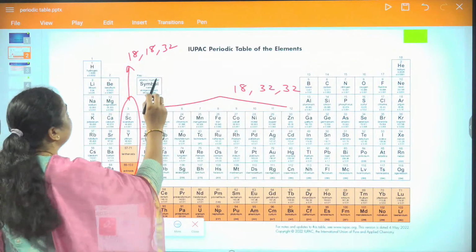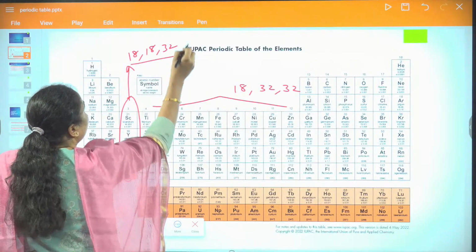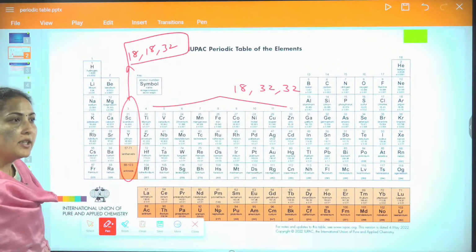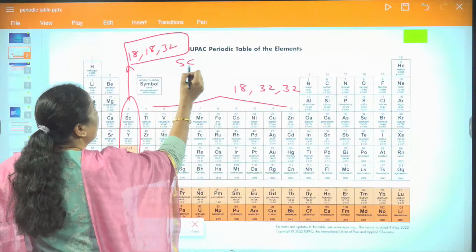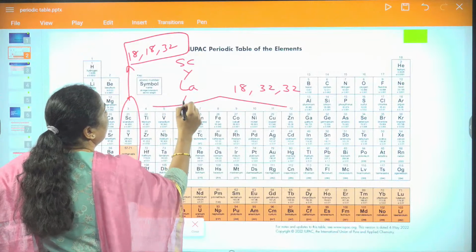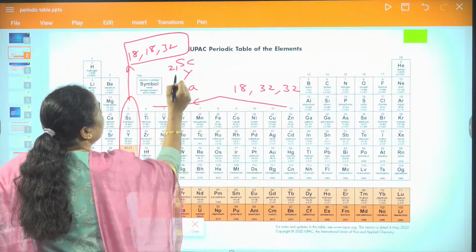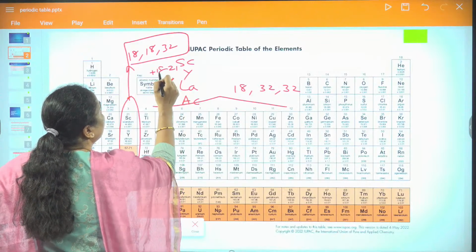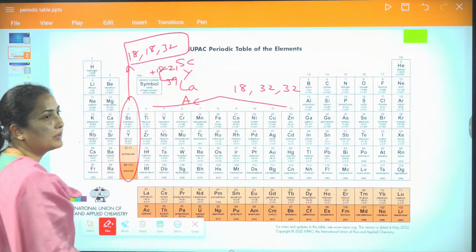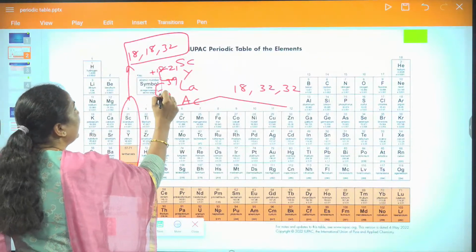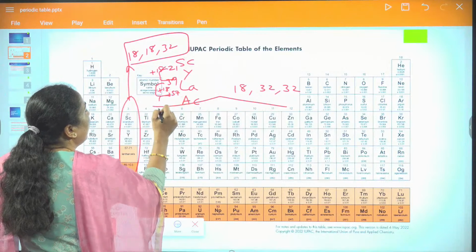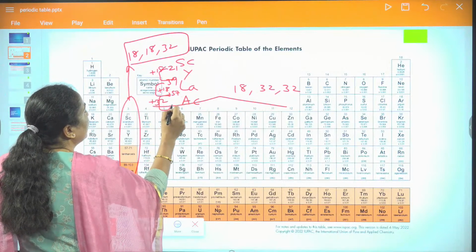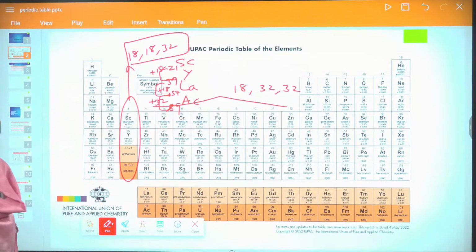Now you see here, scandium. You remember for group 3, it is 18, 18, 32. So if you are having scandium, yttrium, lanthanum, actinium, what are you going to do? This is 21. Add 18 to this. You are going to get 39 here. Again, you add 18. You are going to get 57. Again, you add 32 here. You will be getting 89. Are you getting the answer?